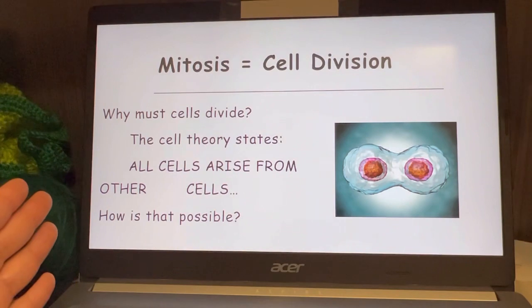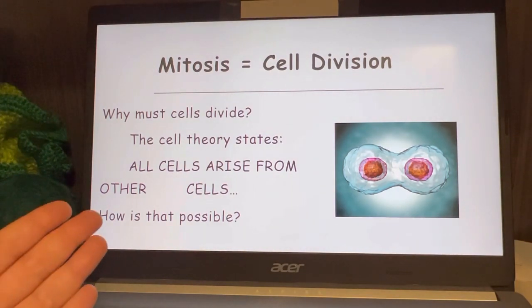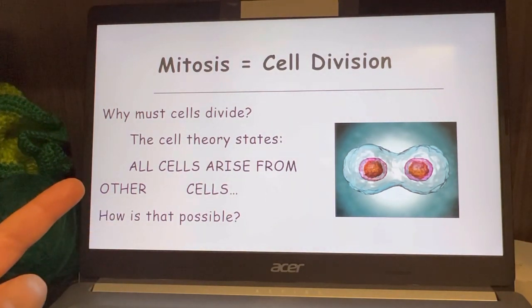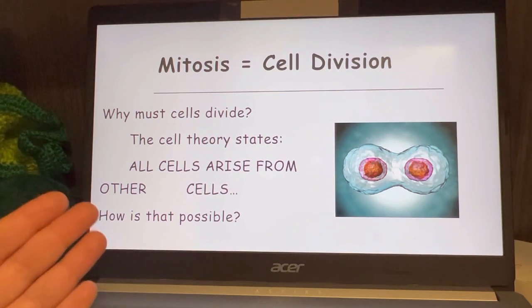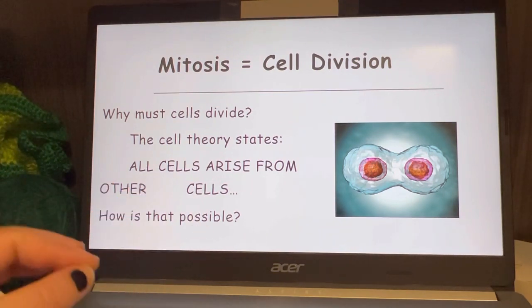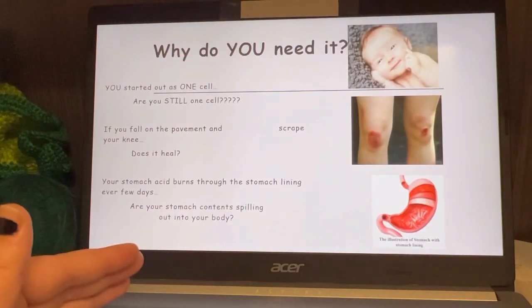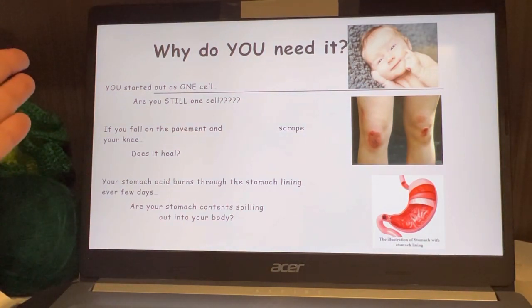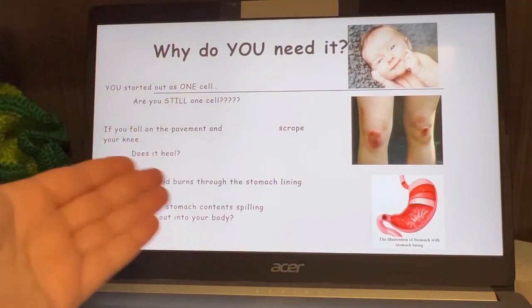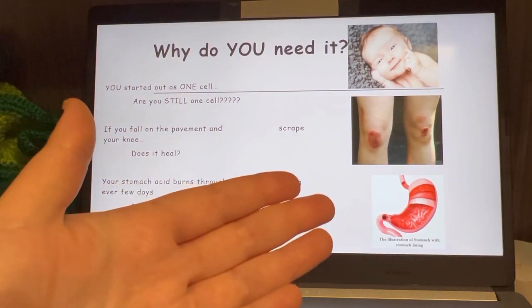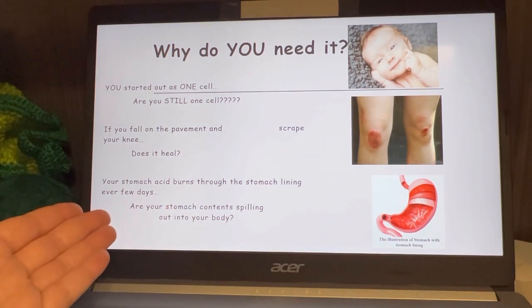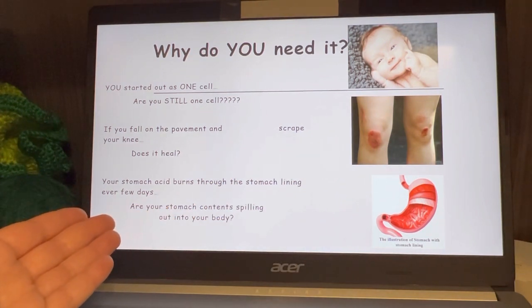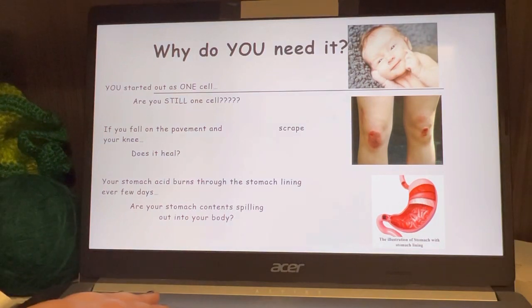Alright, so mitosis is cell division. So why do we cell divide? The cell theory states that all cells arise from other cells. How? Because they divide. So why do we need it? So you start as one cell. Are you still one cell? Obviously not. When you fall on the pavement and scratch your knees, that needs to be replaced. And your stomach acid burns through your stomach lining. Well, it could. How do you contain all that?